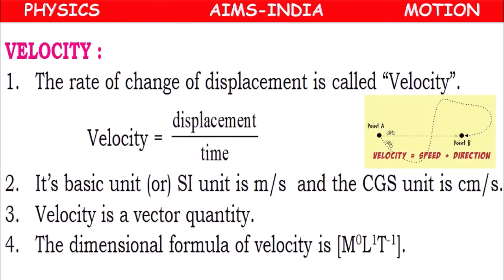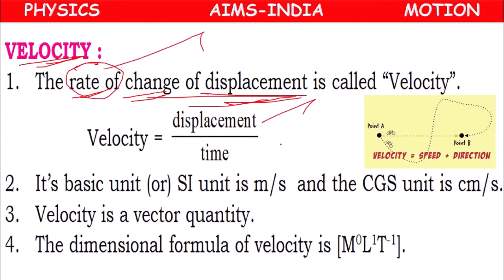Next slide. Velocity. Velocity means rate of change of displacement, means change of displacement with respect to time. That is why it is called velocity. Its units are the same: the SI unit is meter per second, the CGS unit is centimeter per second. It is a vector quantity.